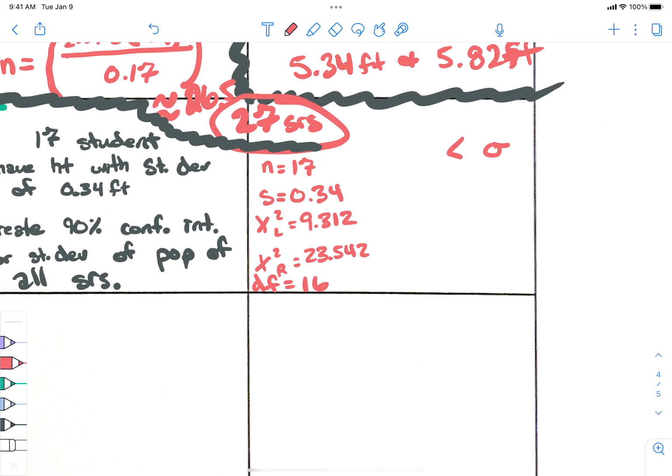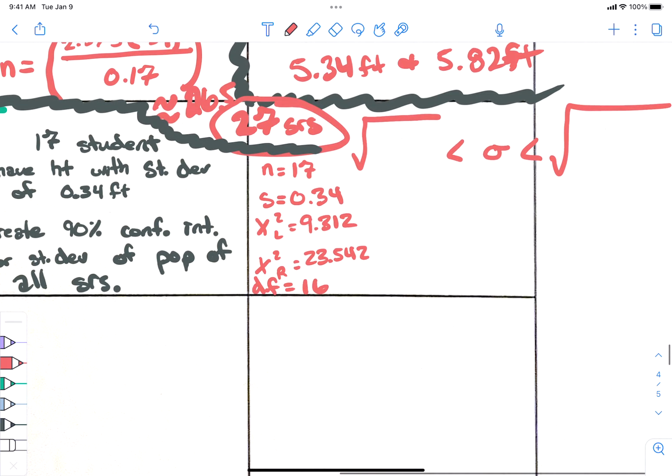So let's make our stuff going on here. Here's my sigma. We're trying to find these numbers, and I'm going to do the formula, and then we're going to call it a day. Maybe, kind of, not really. N minus 1 will be 16. Standard deviation is 0.34 squared.